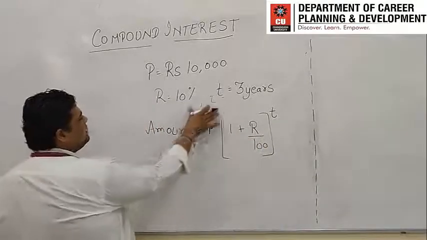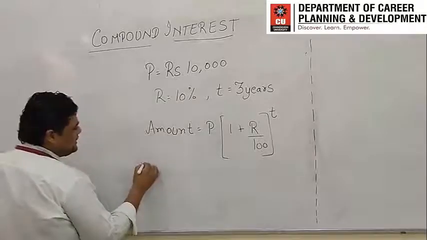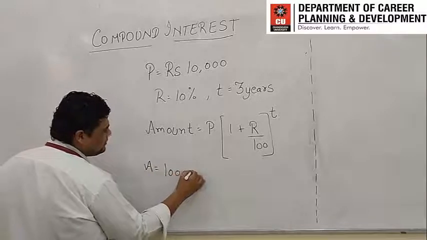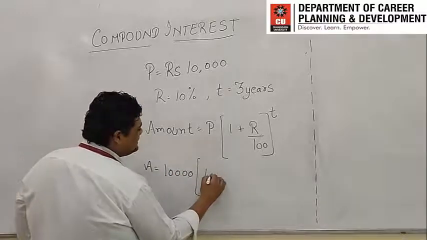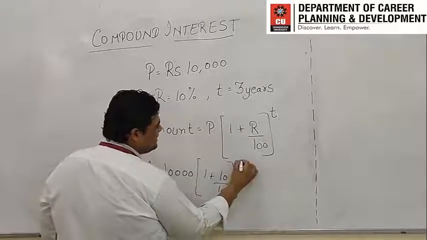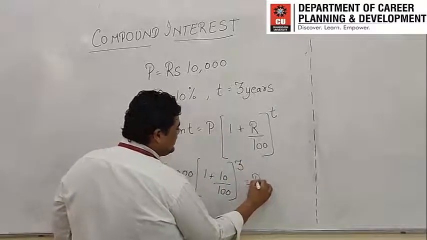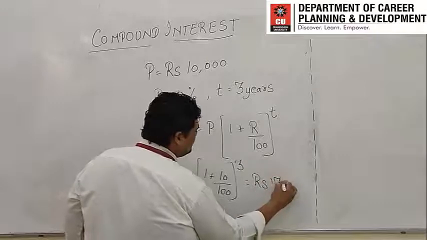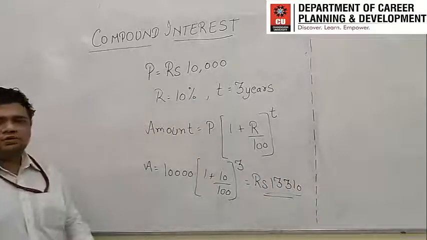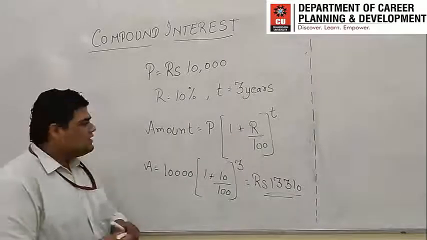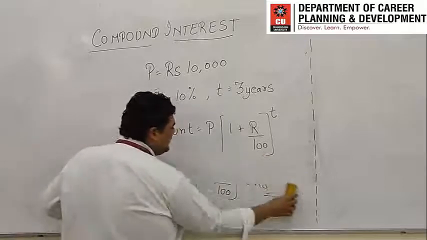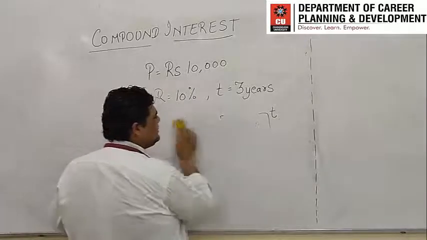So if I apply this formula in this question, then the amount will come out to be principal 10,000 multiplied by 1 plus rate 10%, 10 upon 100, raised to the power time, 3 years. Then you will get the amount as rupees 13310. So this is a simpler way to calculate the amount in case of CI.